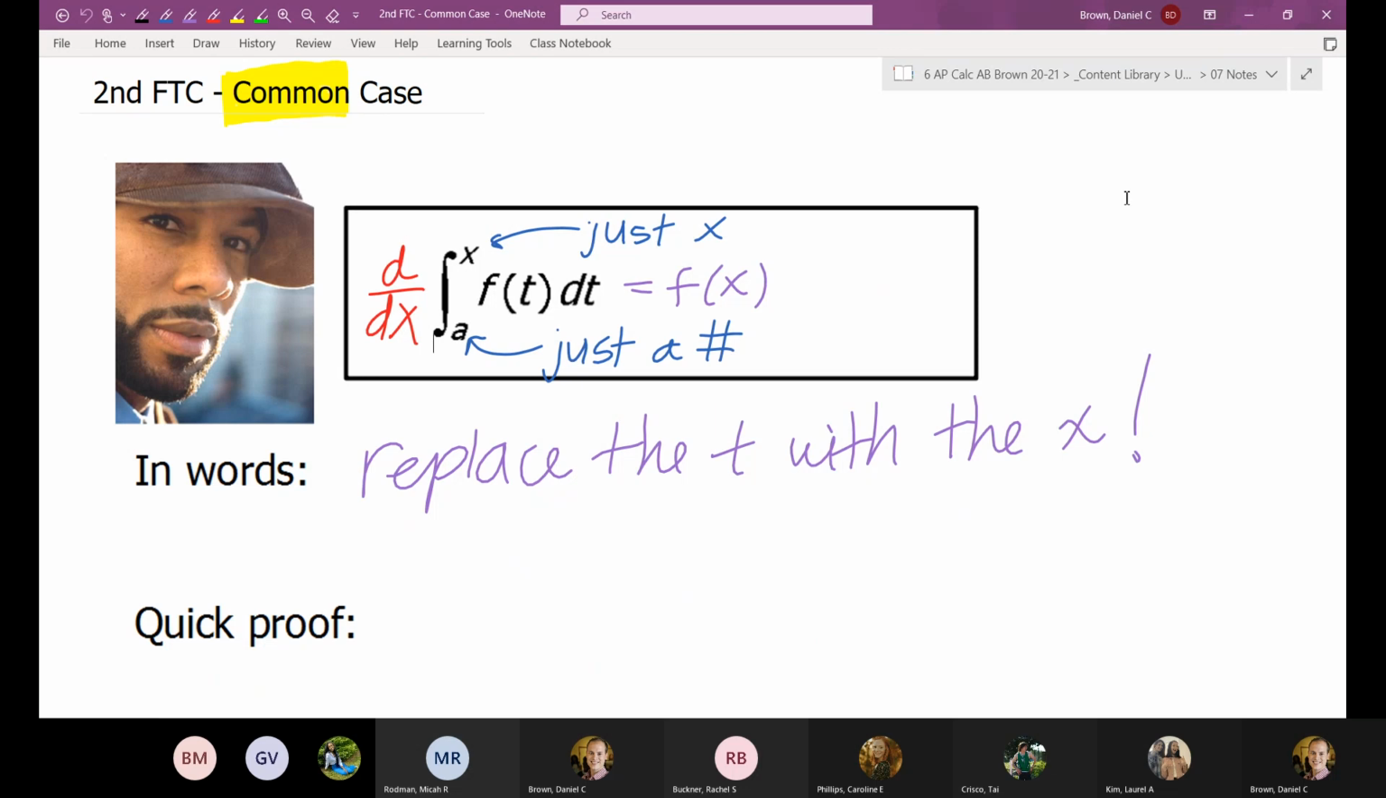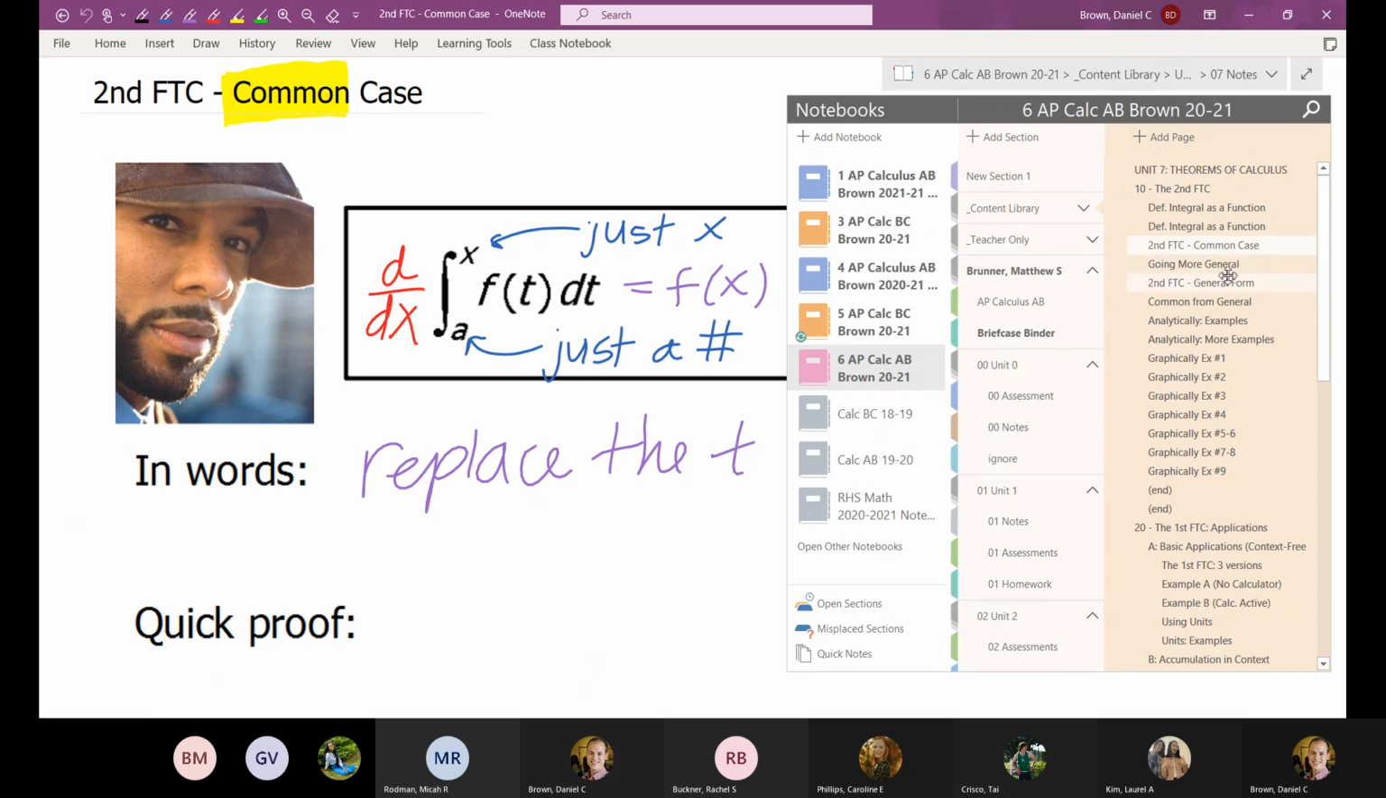And we have two formulas that we looked at. We talked about having the common case, which was basically you had a number at the bottom and just x up top. And when you did that, it was pretty easy. The derivative canceled out the integral, and we just replaced the t with an x. And that was the common case that we had.